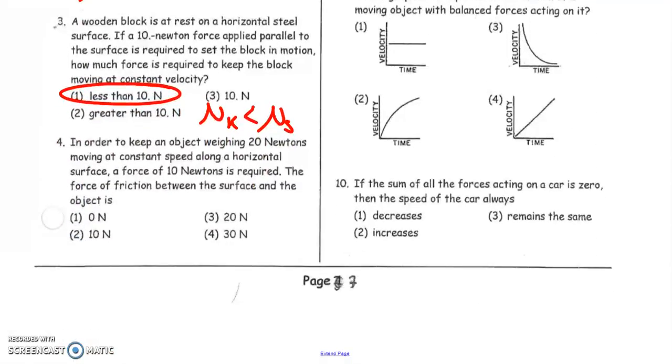All right. Number 4 here, in order to keep an object weighing 20 newtons moving at a constant horizontal speed, a 10 Newton force is required. The force of friction between the object and the surface is... So it's constant speed, so the applied force equals the frictional force, so we get a value of 10.